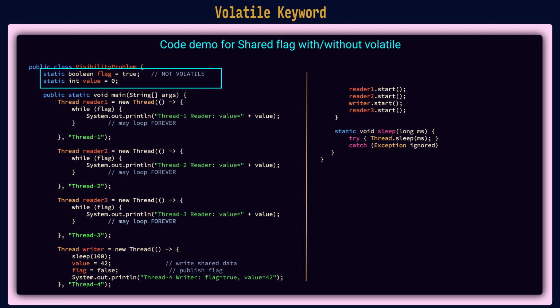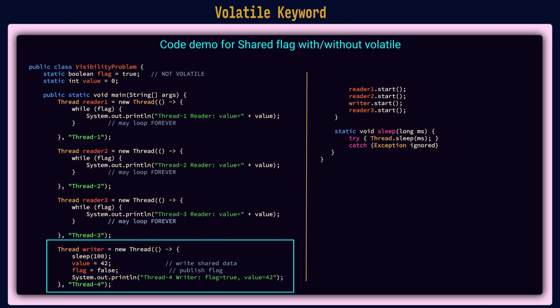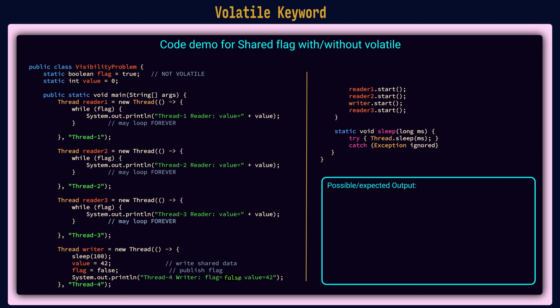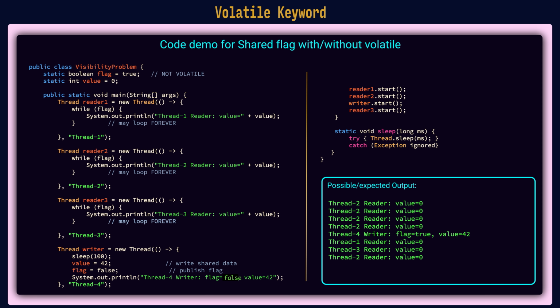Also above I have declared two variables. One is a boolean flag with initial value true and the other is an int value with initial value 0. Out of these 4 threads, only our writer thread, or thread 4, updates both the variables, that is boolean and int. It's updating the int value to 42 and making the boolean false. So if we run this program, you can guess the possible output. Even though our writer thread updates the flag value and the int value, other threads still read the boolean value as true and go into the while loops, printing our int value as still 0, right?